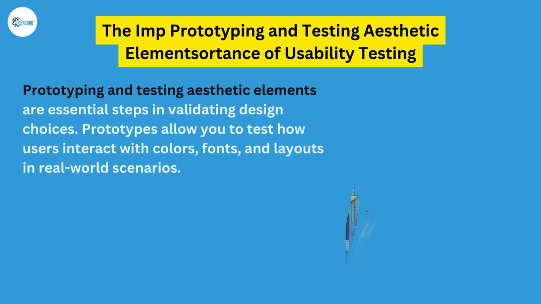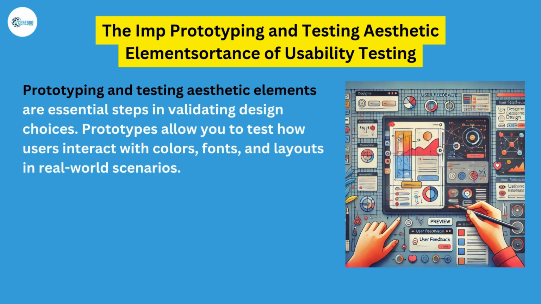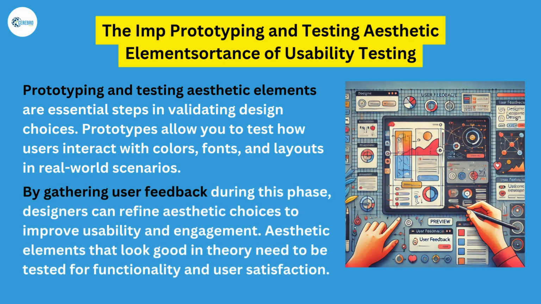Prototyping and testing are essential steps to validate your aesthetic choices. By creating interactive prototypes, you can test colors, fonts, and layouts to see how they function in real-world scenarios. User feedback during this phase helps refine the design, ensuring that aesthetic choices not only look good, but also improve usability and user engagement.